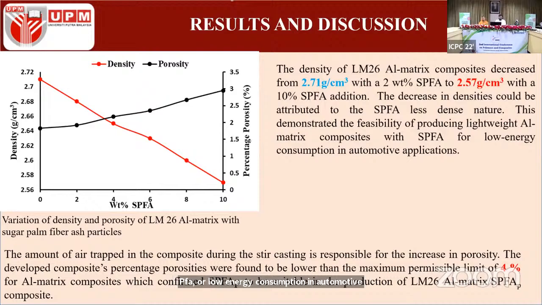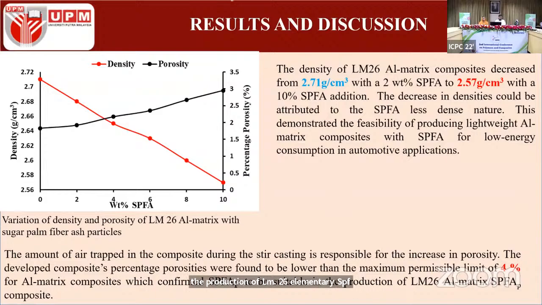The amount of air trapped in the composite during the stir casting is responsible for the increase in porosity. The developed composite percentage porosities were found to be lower than the maximum permissible limit of 4% for aluminium matrix composite, which confirmed SPFA to be suitable for the production of LM26 aluminium matrix SPFA composite.